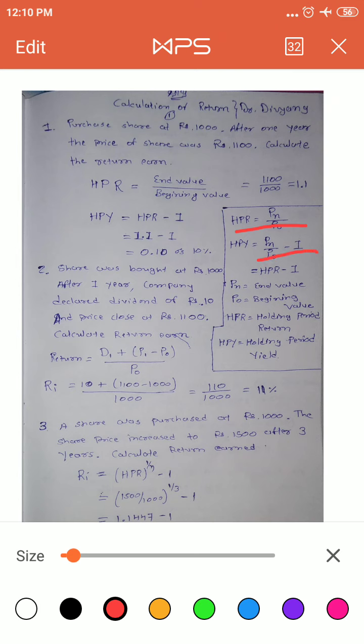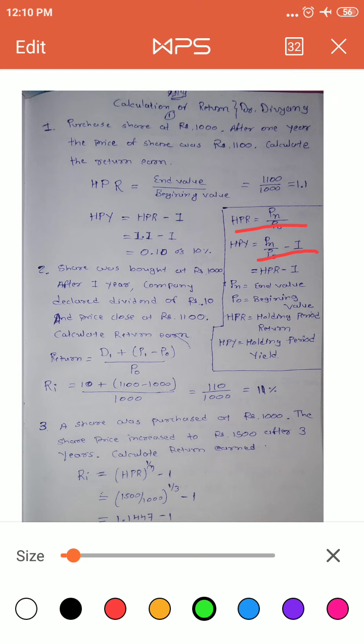Now let us understand the applications of these equations with different situations and different calculations. We start with a simple example. Suppose you purchase one share at 1000 rupees, and after 1 year the price of the share comes to 1100 rupees. So what is the HPR, or holding period return?